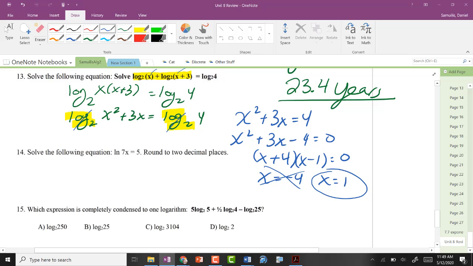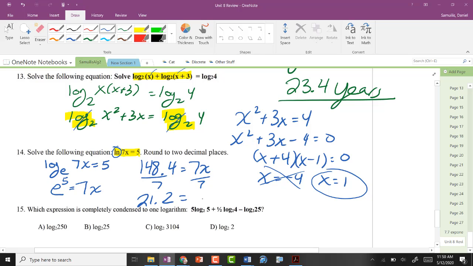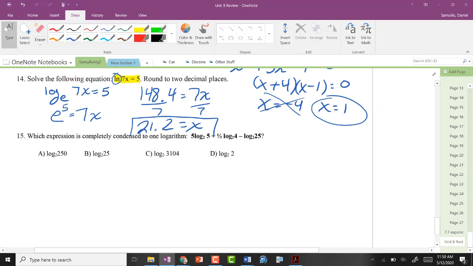All right, so solving this equation, you got the natural log of 7x equals 5. So how do I solve logarithmic equations? We need to convert to exponential form. Natural log means log base e. So this is e to the 5th equals 7x. Again, using our calculator, e to the 5th is about 148.4 equals 7x. So I divide by 7, and I end up with 21.2. So x is 21.2.